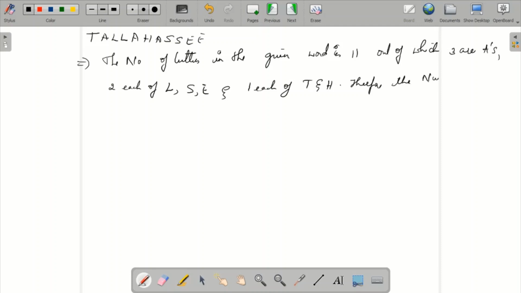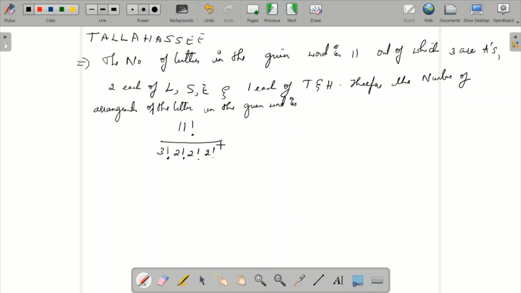So therefore the number of arrangements of the letters in the given word is 11 factorial divided by the repeated letters: 3 factorial for A, 2 factorial of L, 2 factorial of S, 2 factorial of E, and 1 of T and 1 of H. So this was simple because we had already solved such problems.